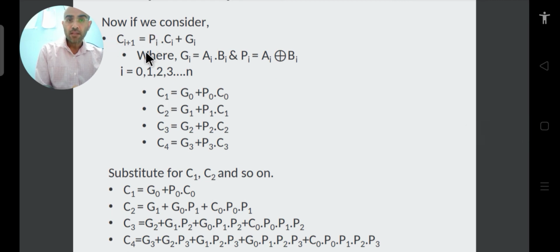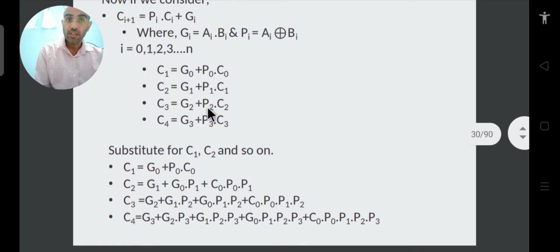So if I substitute i is equal to 0, then this expression C(i+1) = Pi·Ci + Gi will become P0 C0 + G0, for i is equal to 0. Similarly, for i is equal to 2, it will become this, and for i is equal to 3 and 4, the expression will become like this, right?